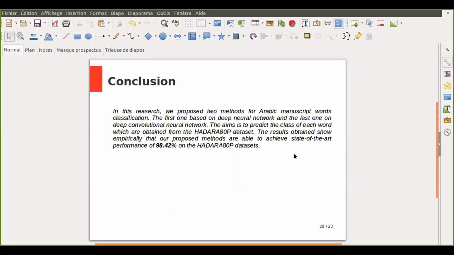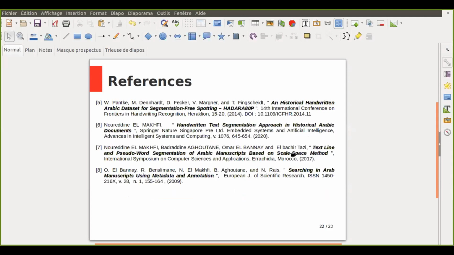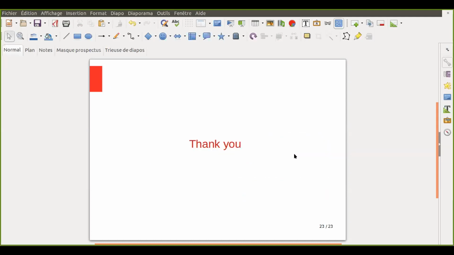Conclusion. In this research, we proposed a method for Arabic manuscripts word classification. Using the Hadara dataset, we could obtain an accuracy of up to 98.42% on the Hadara dataset. These are some references that we have used to complete this work. And thank you.